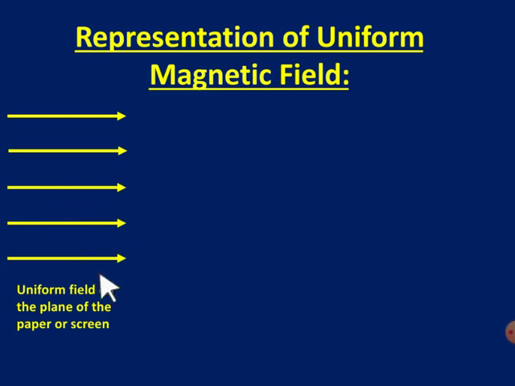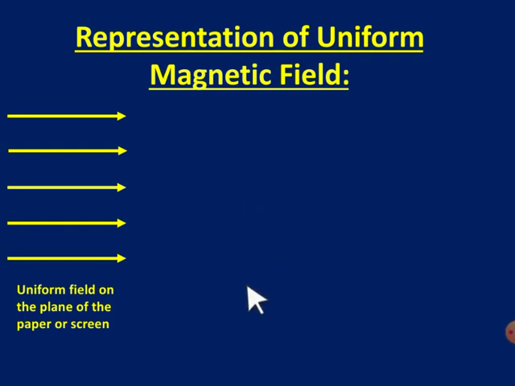Now, to represent a magnetic field that is perpendicular to this plane, we may have two directions perpendicular to the plane of the paper or screen: it will be directed either inward or outward. So in order to represent a uniform magnetic field perpendicular to the plane of your paper or the plane of your screen, what happens?